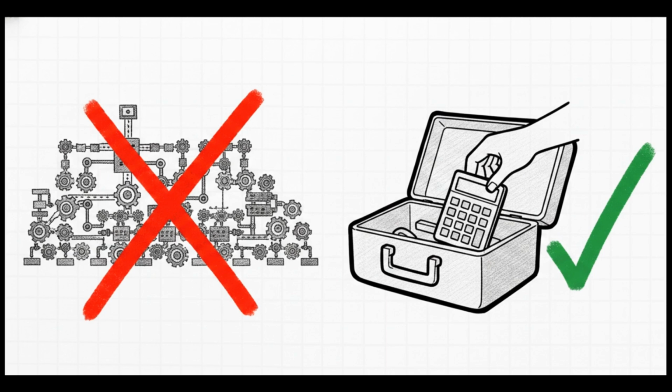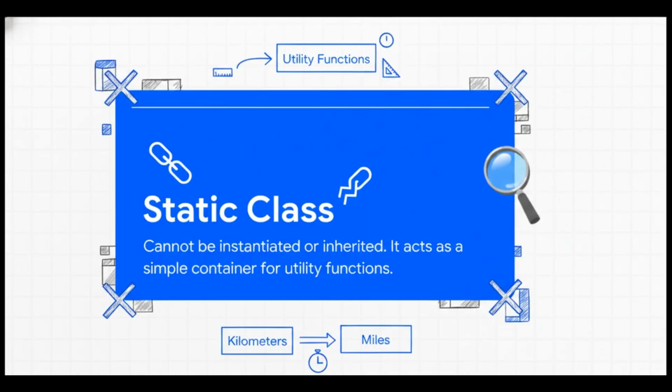Ever typed math.sqrt or a console.writeline in your C# projects? Of course you have. But notice how you never actually had to create a math object or a console object using the new keyword to use those tools? You just grab them and use them directly. That is the power of a static class. By definition, a static class is a sealed abstract container.